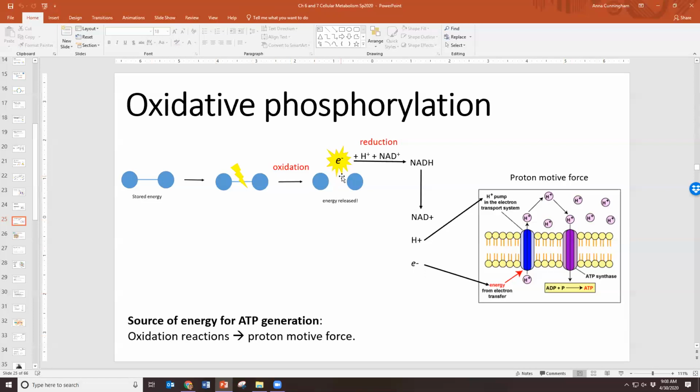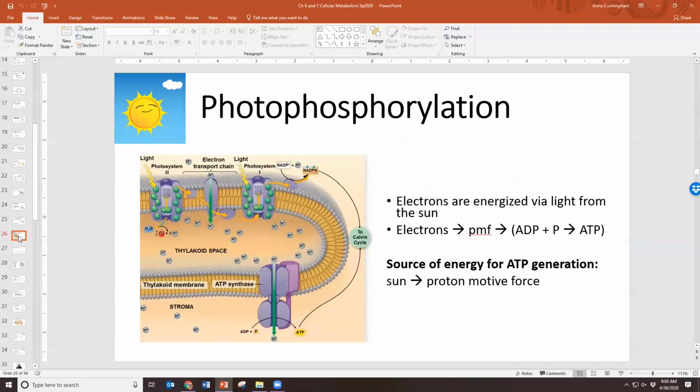So again, that's oxidative phosphorylation. It breaks a bond in a molecule. We release an electron. That electron is carried to an electron transport chain where it pumps, generates a proton motive force, and then that's what allows us to get ATP. All right. So again, two steps as opposed to one. And then we have photophosphorylation.